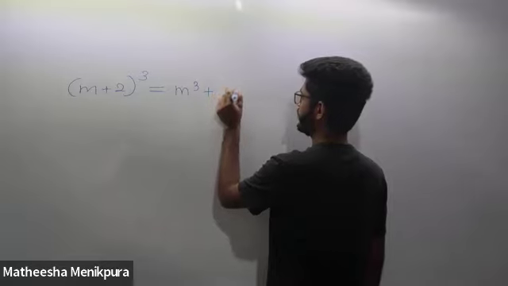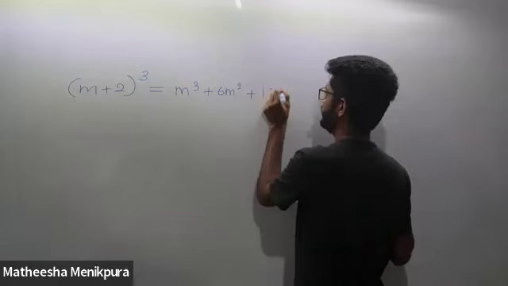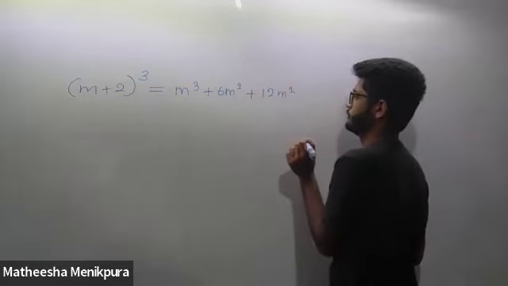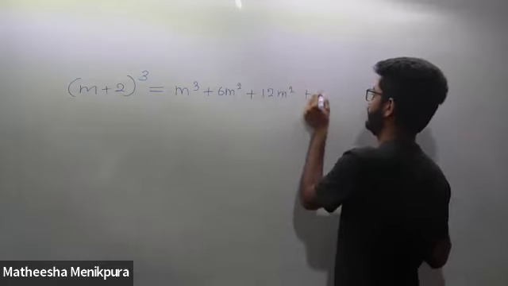M cube plus 6 m squared plus 12 m plus 8. Okay, sir. Okay.